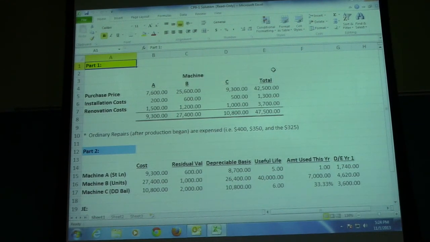Okay, the next problem on our list is CP91. CP91 says at the beginning of the year, Young Company bought 3 used machines from Vince. The machines immediately were overhauled, installed, and started operating. Because the machines were different, each was recorded separately in the accounts. By the end of the first year, each machine had been operating 7,000 hours.